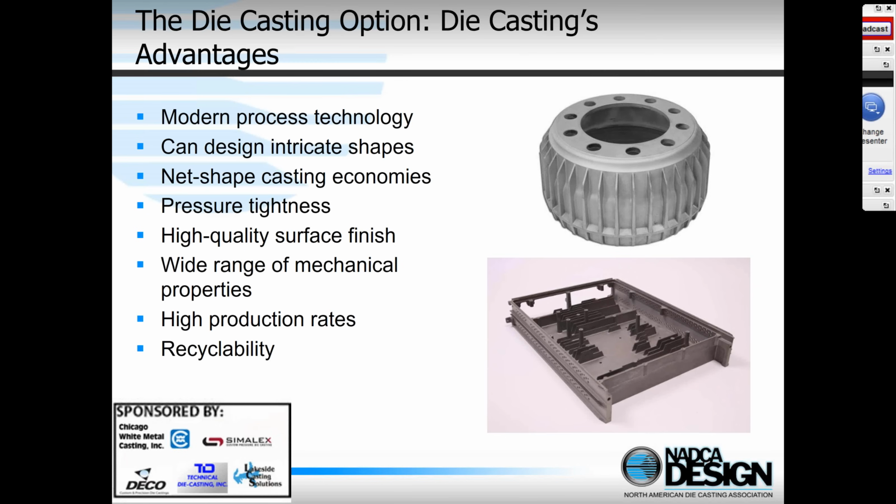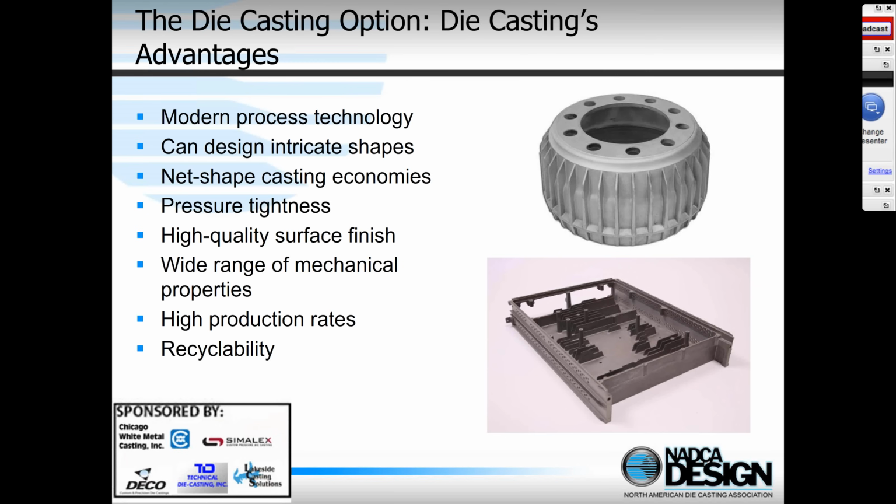So some of the advantages of die casting are shown here on the slide. It's a very modern process technology. We use machines that can be computer controlled. We can design very intricate shapes. Net shape casting economics. We're trying to avoid or minimize expensive finishing operations. We can cast pressure tight components. We get a very, very high quality surface finish. We can get a wide range of mechanical properties and very, very high production rates. And again, we'll talk about that as we go on.